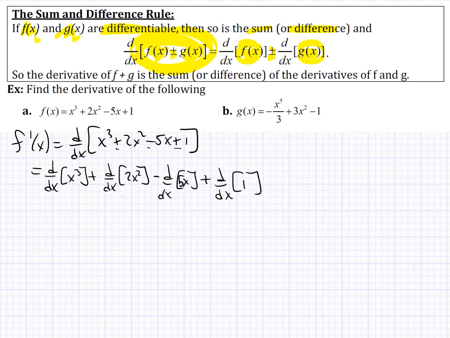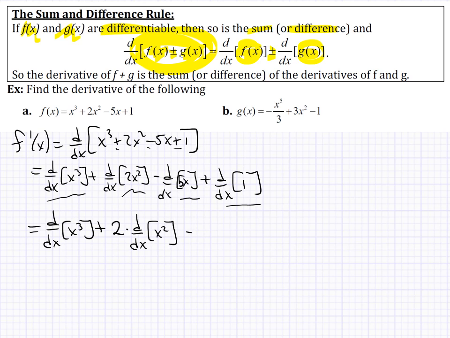Now looking at this one and this one, each have a constant multiple in them. Here I just have x to a power, and here I just have a constant. I can take care of those using the respective rules. But here I'm going to say, all right, well I have the derivative of x cubed plus 2 times the derivative of x squared. That constant multiple can get pulled out, minus 5 times the derivative of x plus the derivative of 1. All right. So I applied the sum and difference rule. Then for these two, I applied the constant multiple rule.